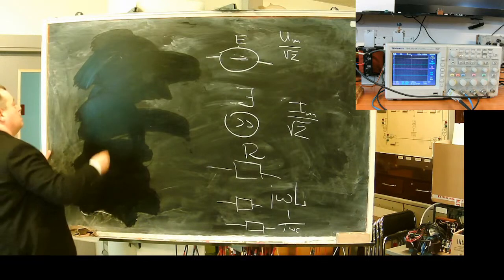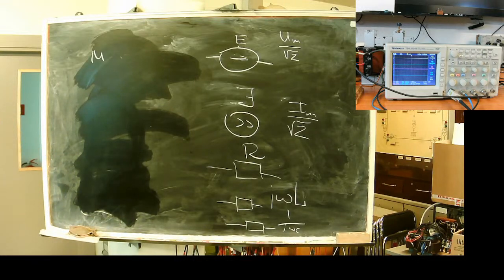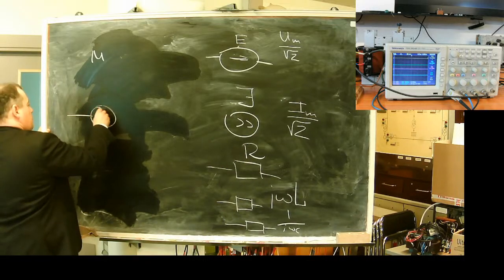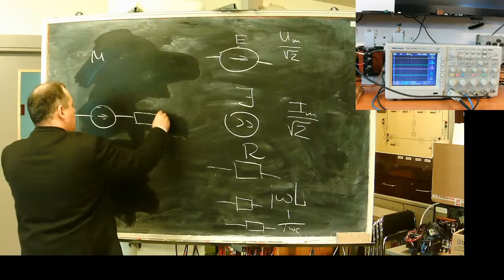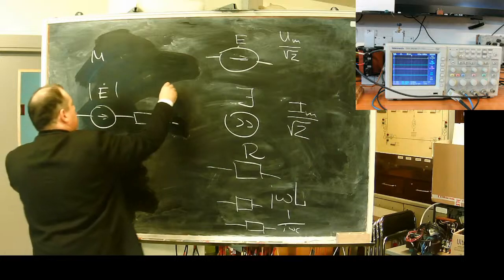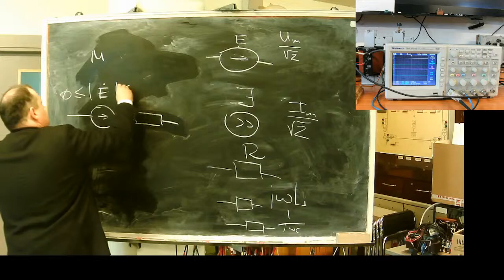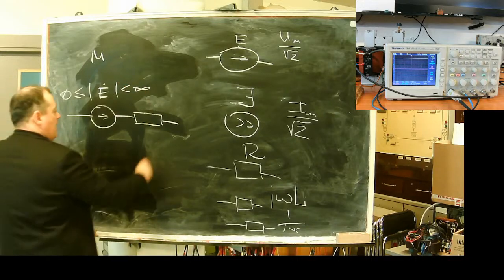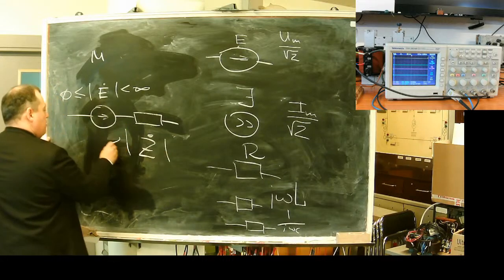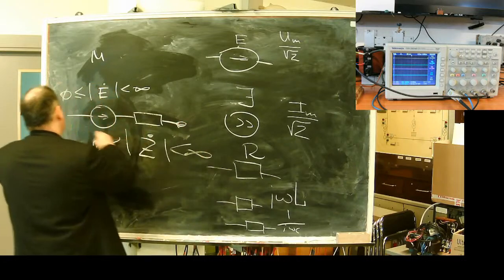Schematics. Connection between nodes and branch. Now the branch will consist of EMF, which may be complex, but anyway greater or equal to 0 and smaller than infinity, and complex resistance with its module greater than 0 and smaller than infinity.